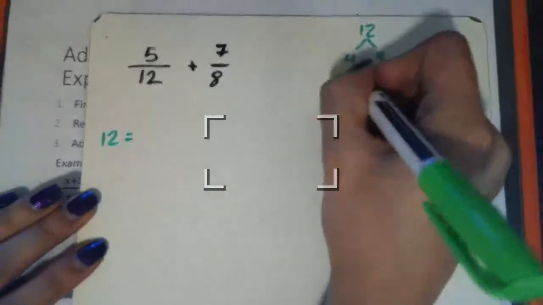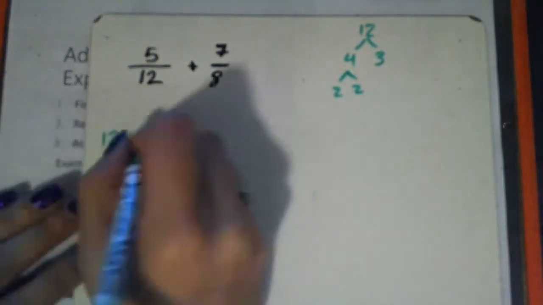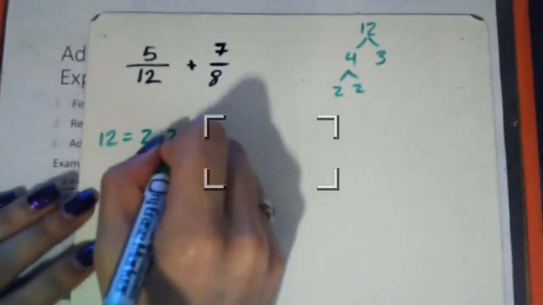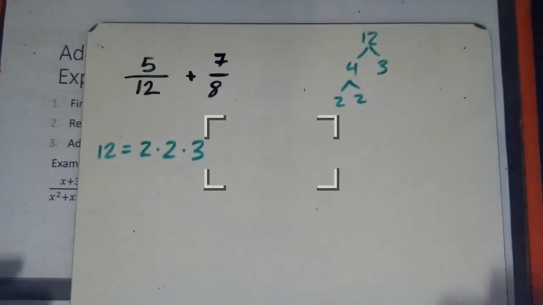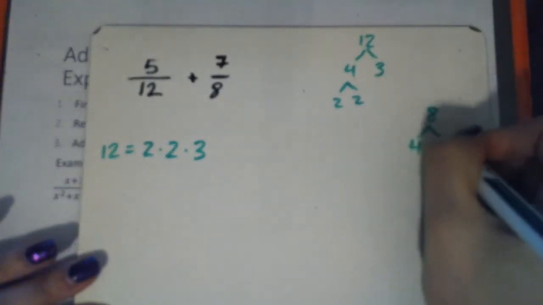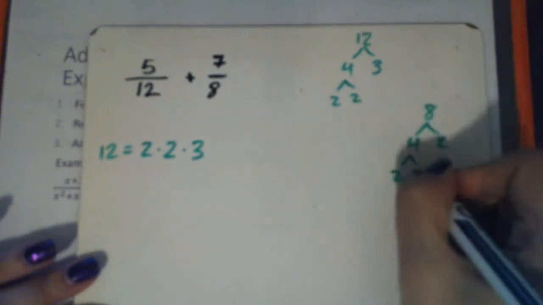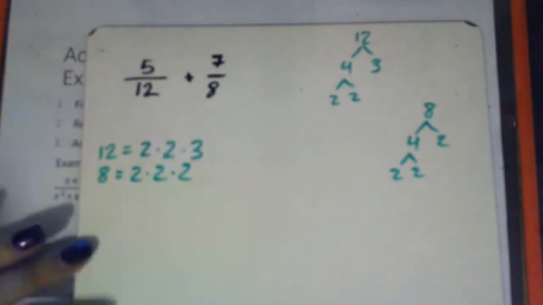12 is 4 times 3, and 4 is 2 times 2. So that means the prime factorization of 12 is 2 times 2 times 3. I'm going to do the same thing for 8. 8 is 4 times 2, and 4 is 2 times 2. So 8 is 2 times 2 times 2.